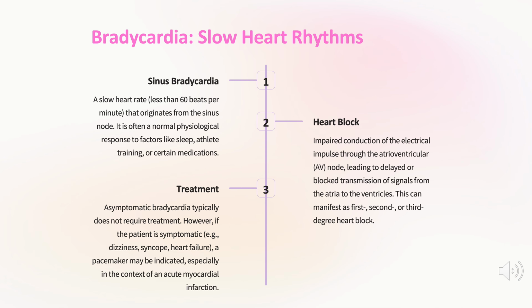Welcome to Slide 2, where we'll explore bradycardia. Slow heart rhythms. Bradycardia refers to a slow heart rate, defined as less than 60 beats per minute, typically originating from the sinus node. While it can be a normal response to factors like sleep or athletic training, it can also result from impaired conduction through the atrioventricular AV node, leading to delayed or blocked transmission of electrical signals.